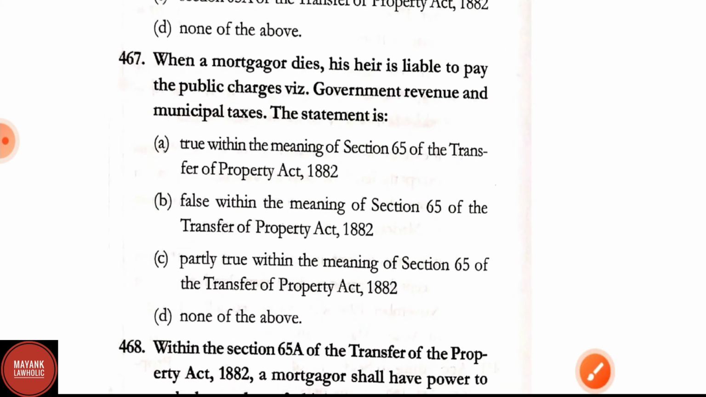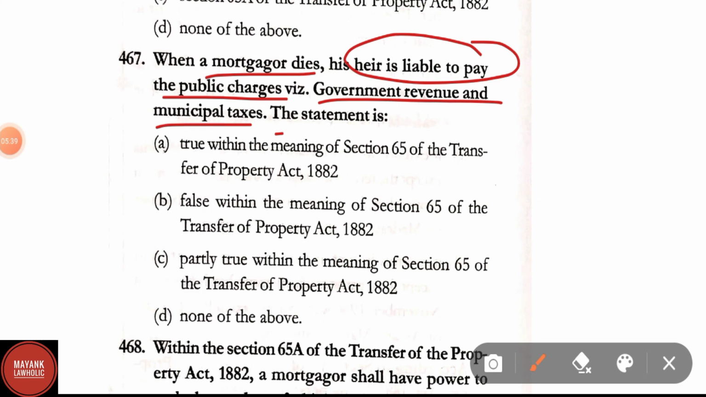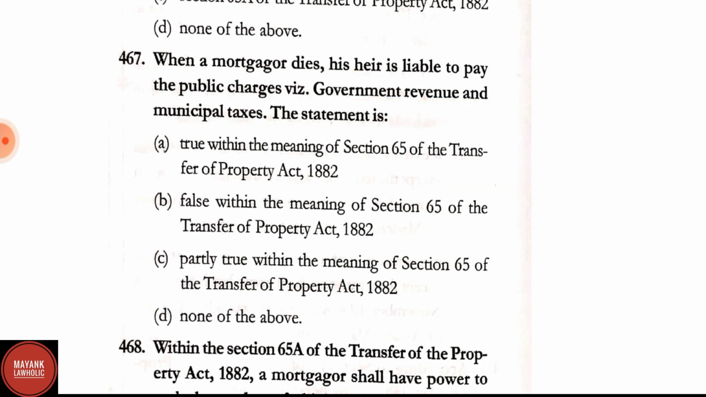Question number 467. When a mortgagor dies, his heir is liable to pay the public charges, that is government revenue and municipal taxes. This statement is true within the meaning of Section 65 of the Transfer of Property Act 1882. This is the correct answer.